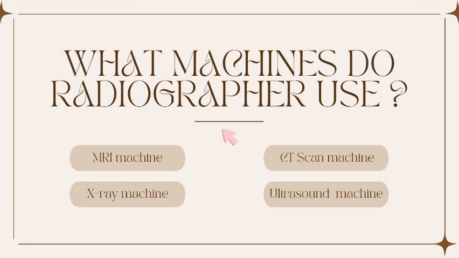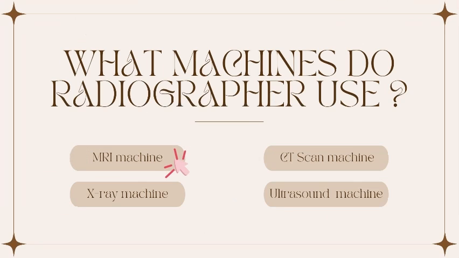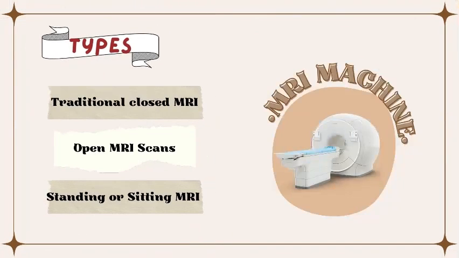Do you know what machines radiographers use? Let's start with the MRI machine. Now we will learn about the MRI machine. There are three types of MRI. The first one is the traditional closed MRI.